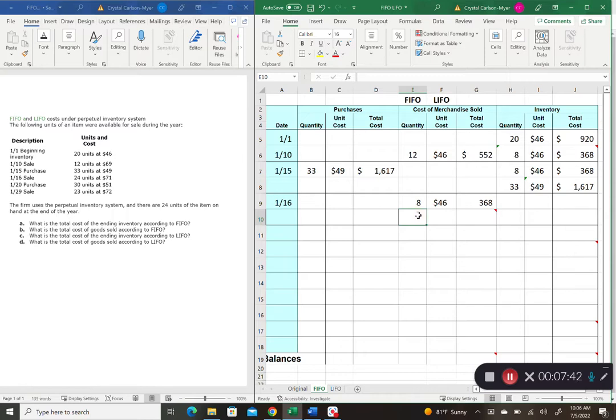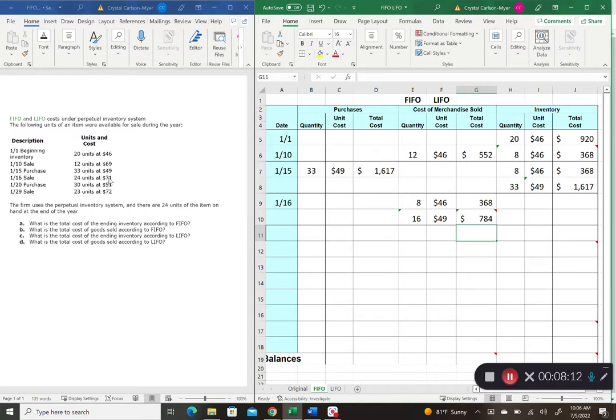So we sold a total number of 24 units. We've already accounted for 8 of those. So 16 remaining units are going to come out of this $49 right here. Take your 16, multiply it by 49. And that costs us $784.